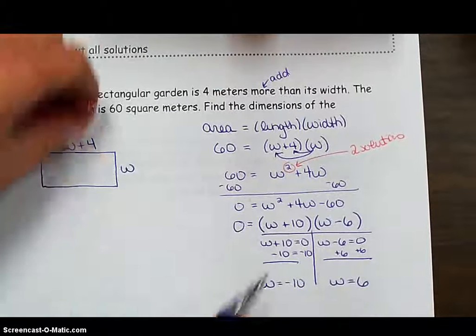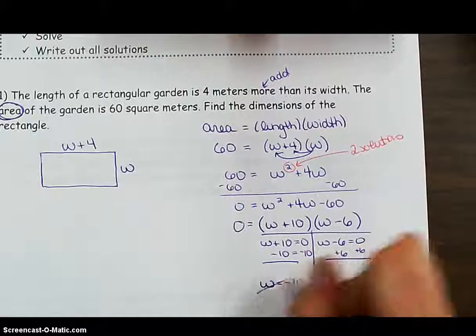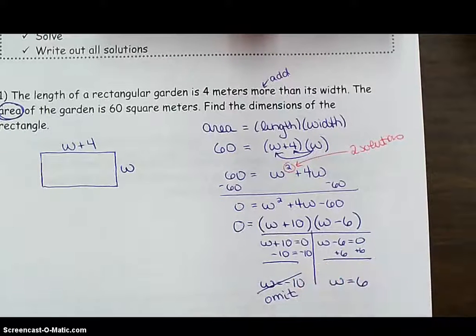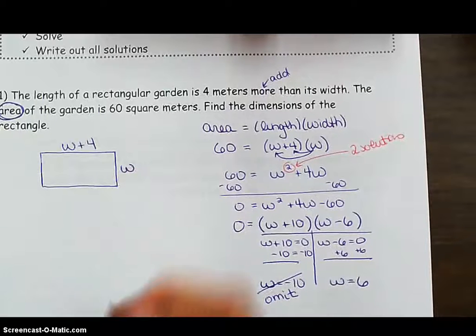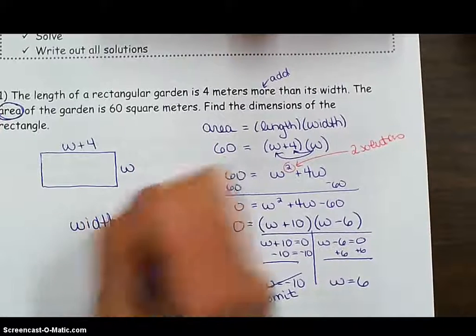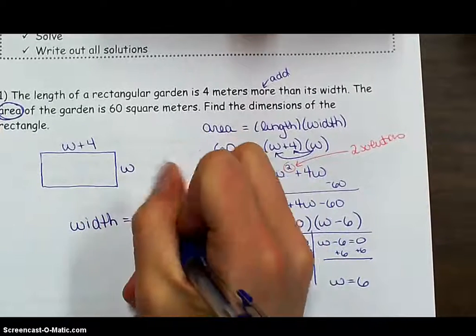So no, you can't measure a rectangle and get negative. So we're going to cross that out and we're going to write the word omit. Okay, we're omitting that. It's not a correct or valid option because the side of a shape can never be negative. So that means our width is equal to 6, and our units are meters.